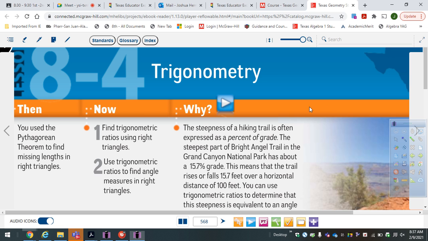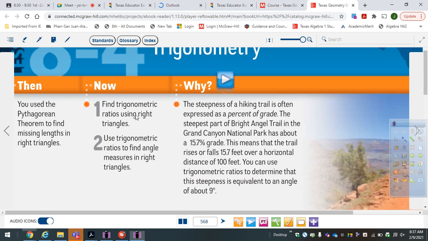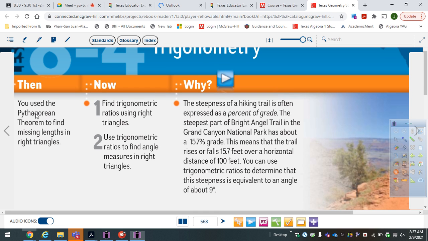Awesome. Thank you, Fabian. Okay, so we're going to find trigonometric ratios using right triangles and use trigonometric ratios to find angle measures in right triangles. So we're going to stick to right triangle stuff. Before, we used the Pythagorean theorem and some other stuff, but right now we're going to jump into trigonometry.